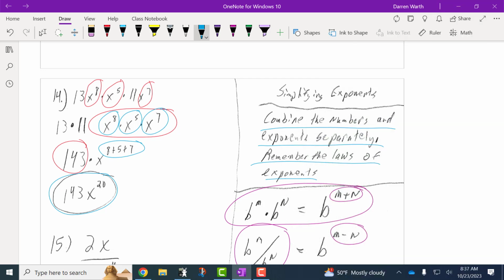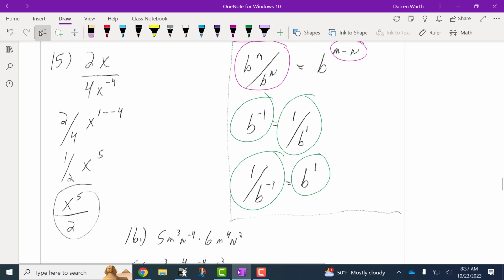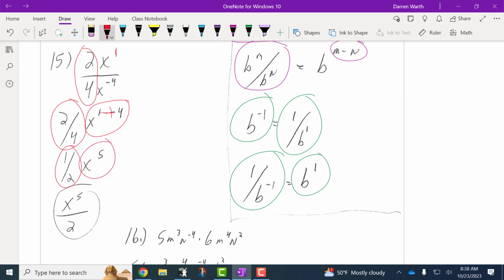Now in this next problem right here, it says that we're going to have 2x all over 4x to the -4. So you're going to treat your numbers and your variables separately. So I got 2/4. I'm going to write that out separately because 2/4 is going to reduce down to 1/2. Now notice on this one right here, this is x to the first. So my rule states that if I'm dividing, I'm going to subtract the exponents. So this becomes x to the 1 minus a -4. Well, of course, a minus a minus makes that a plus. So 1 plus 4 is going to be a total of 5.